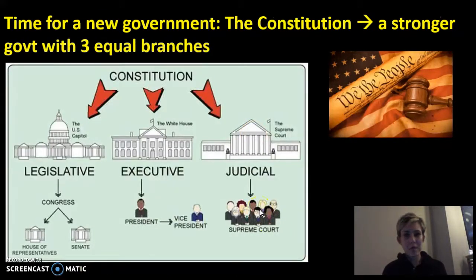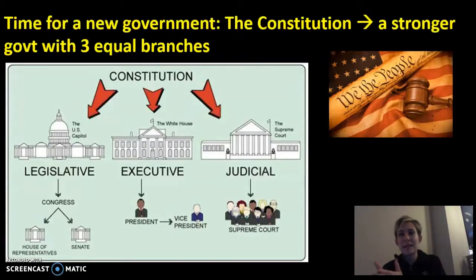So finally, people in the U.S. realized, okay, the Articles of Confederation are so bad, it's time for a new government. So they come up with the Constitution. The Constitution is going to replace the Articles of Confederation.